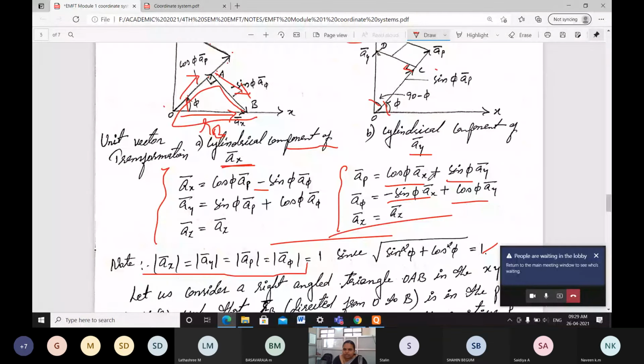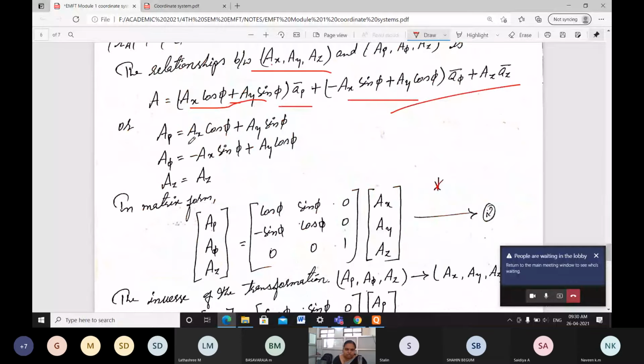AX cos phi, AY sin phi. Based on this unit vector equation only, we are writing the vector equations here. Then A phi is going to be minus AX sin phi plus AY cos phi, and AZ is going to be equal to AZ only. This is in our cylindrical, in terms of the Cartesian system.